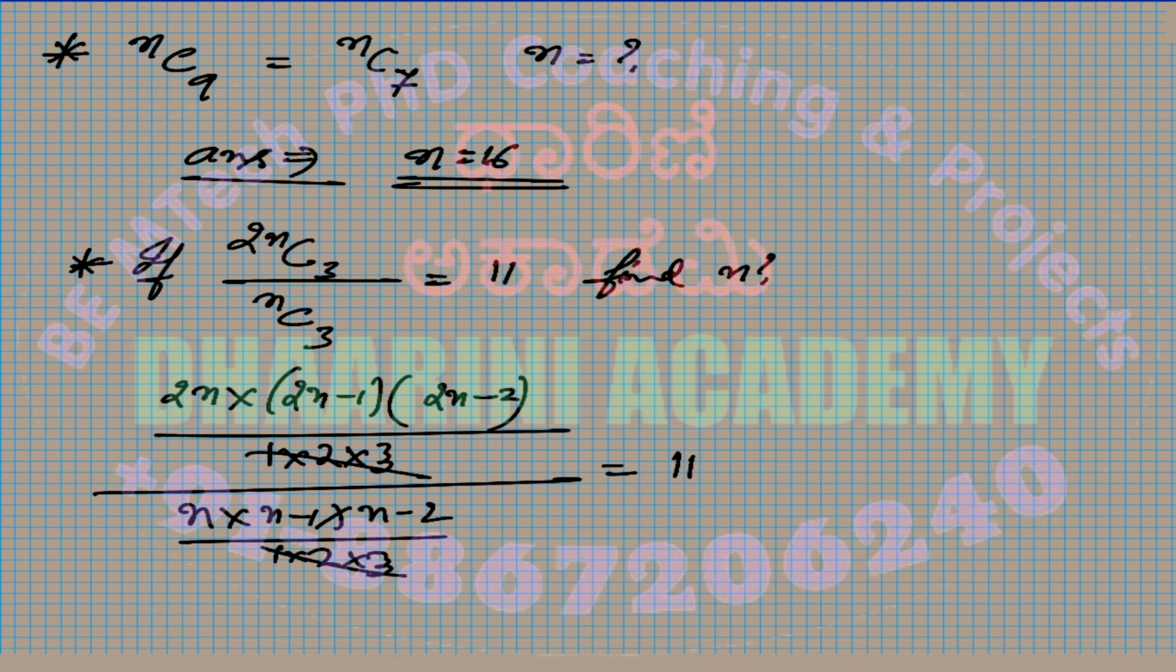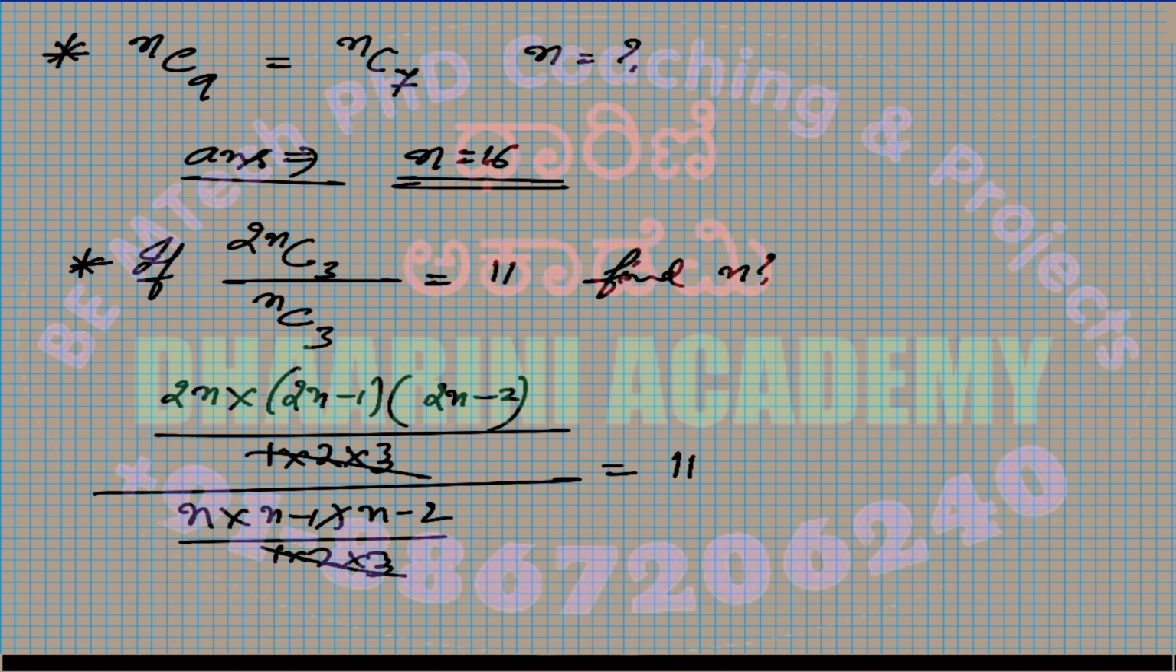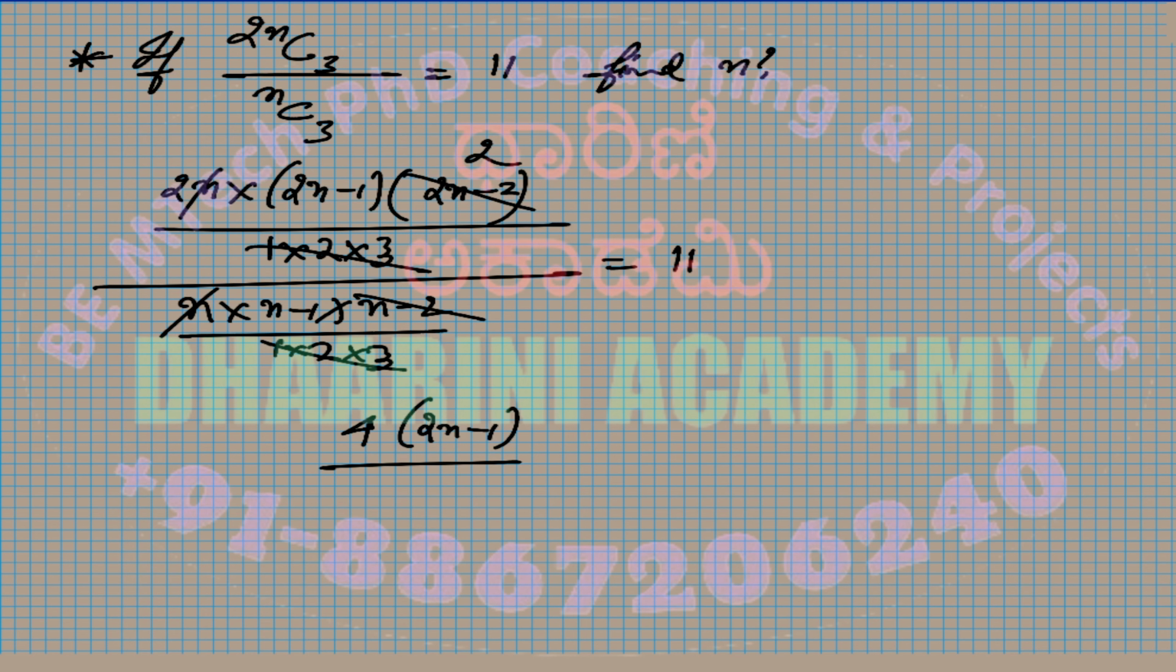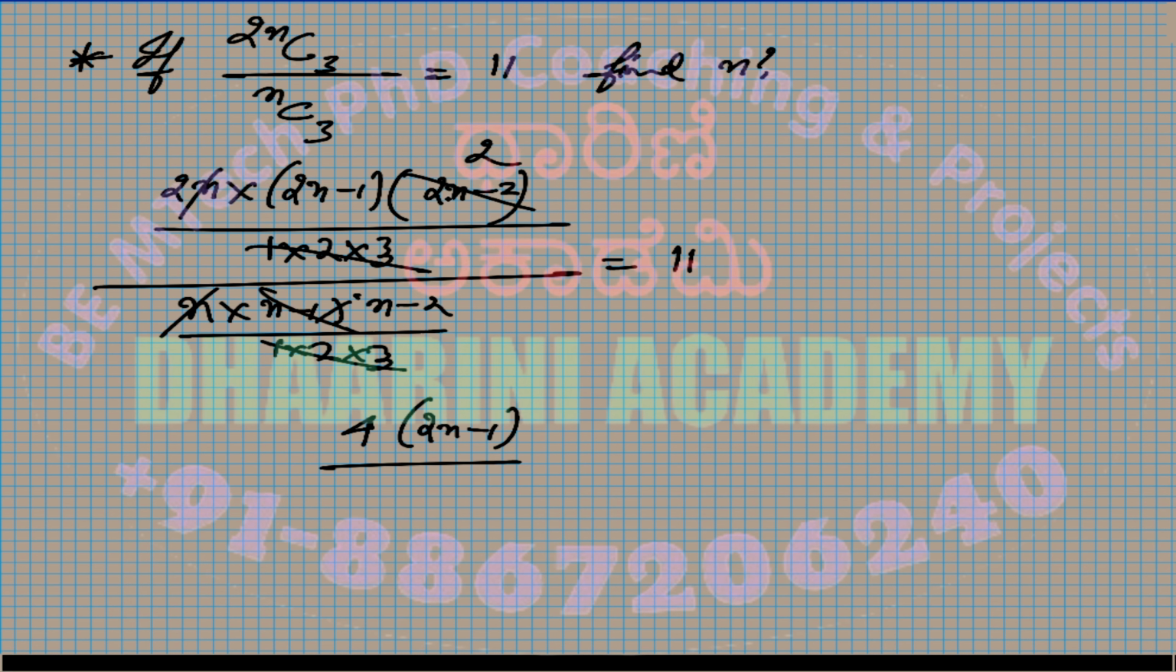All right, now I just have to simplify the terms. So let me take a 2 out from this, n minus 2 will go out. The n cancels. The n minus 2 cancels with this. So the simplified answer will be 2 into 2, so this is 4 times 2n minus 1, divided by the denominator. The n minus 1 cancels with 2 times n minus 1, because when you take 2 outside, n minus 1 remains. So this divided by n minus 2 in the denominator is equal to 11.